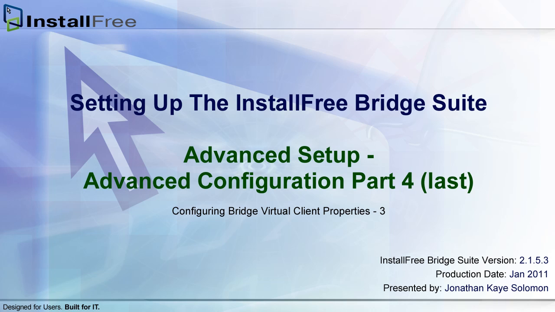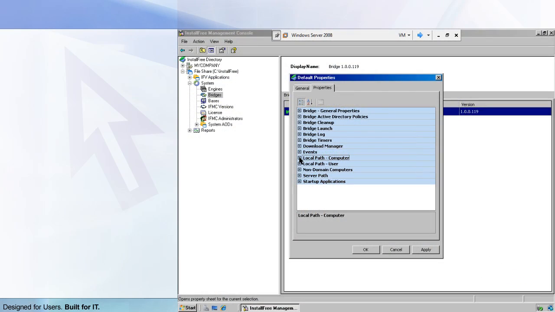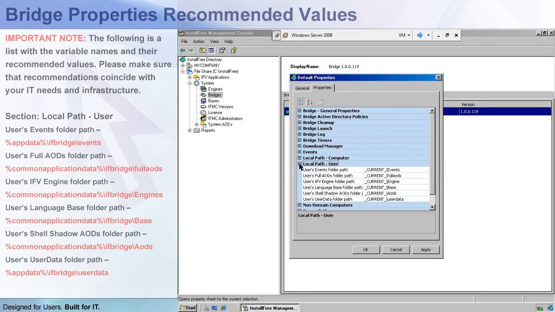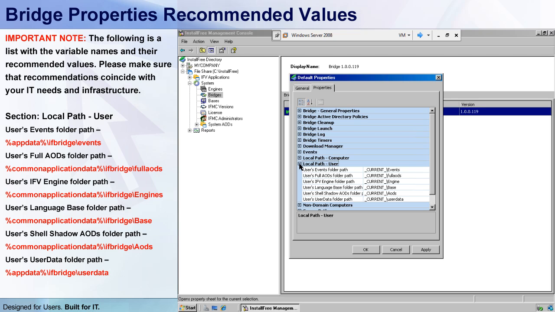But for now, let's continue from the point we left off and go over the configurations of the local path user section, which, as I told you in the previous video, controls the locations in which the Bridge Virtual Client stores virtual applications components for applications allocated to users, OUs, and groups. Now, before I start, it's worth mentioning that you might see different default values in the following fields according to the product version you use, but the values I'm going to recommend are valid to all environments.